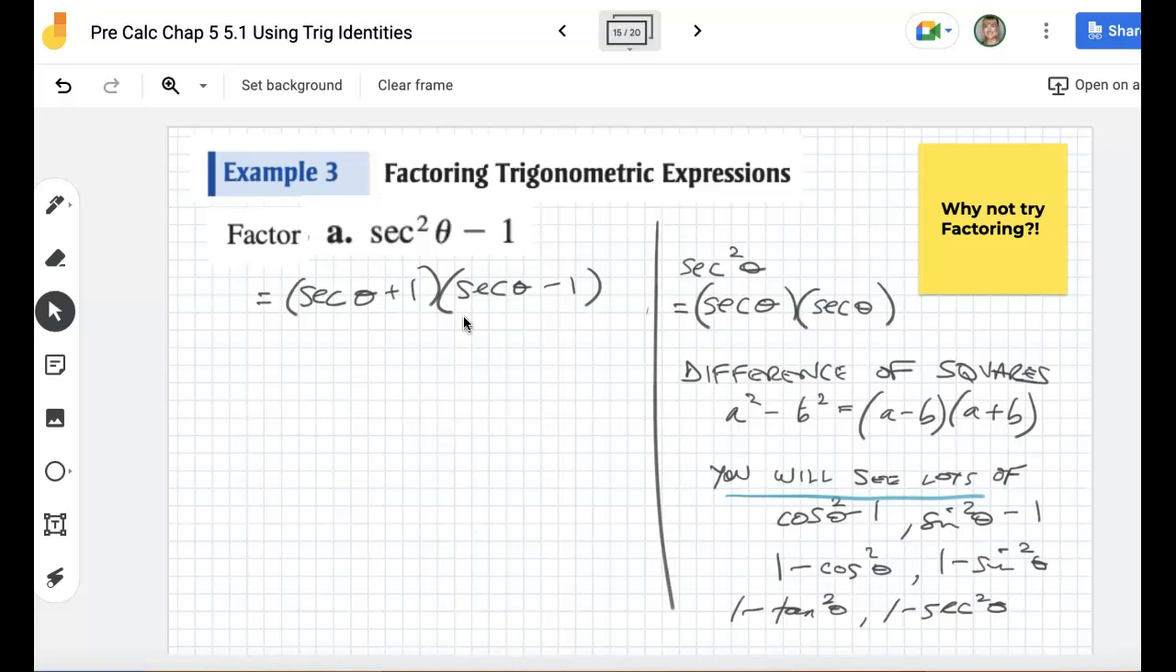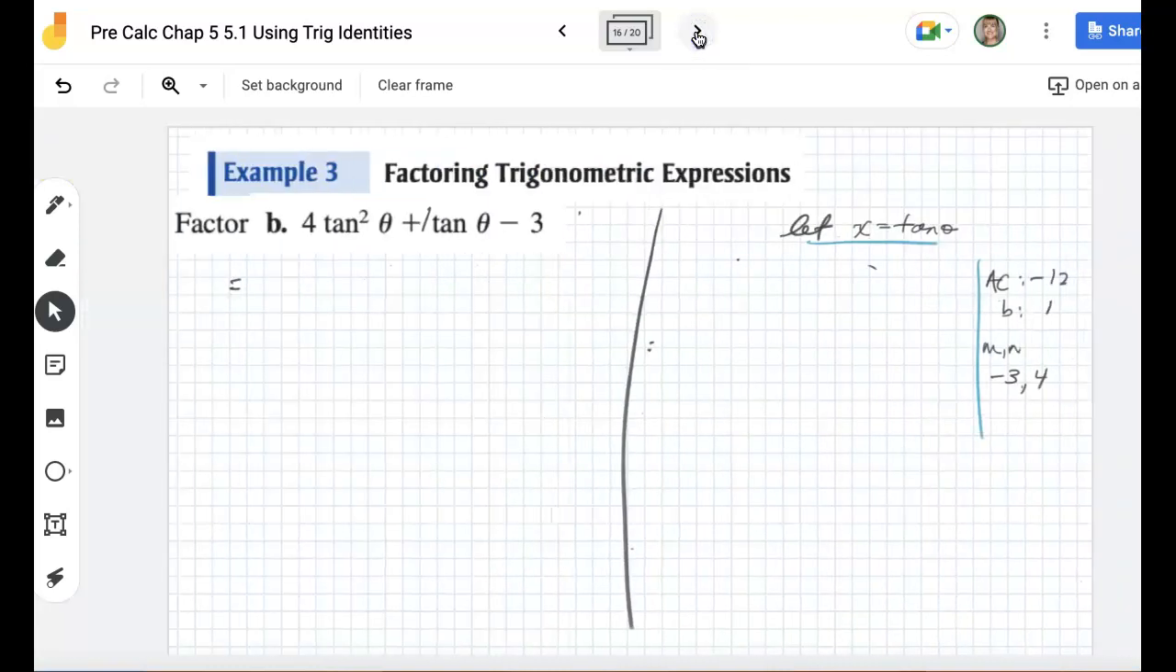So this is reviewing all the factoring, and this might be a couple of years since you really got into this. We've got factoring with the AC method, but now in the context of trig coming at you right here. Example 3b is factor 4 tangent squared theta plus 1 tangent theta minus 3. Pause and come back with the correct answer. Hint, you're going to use the AC method.